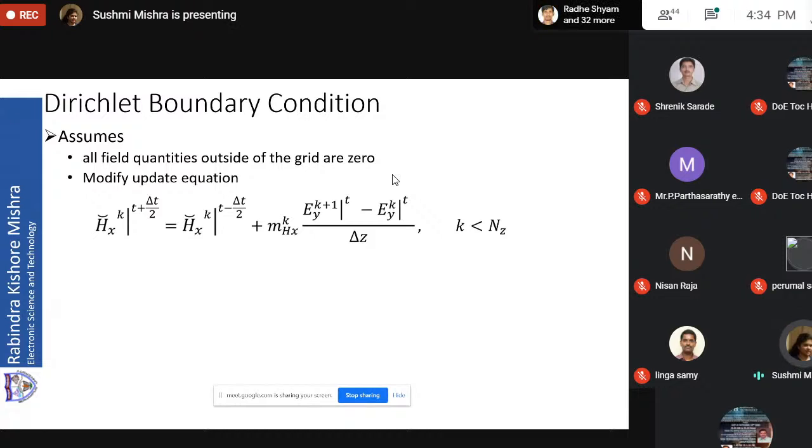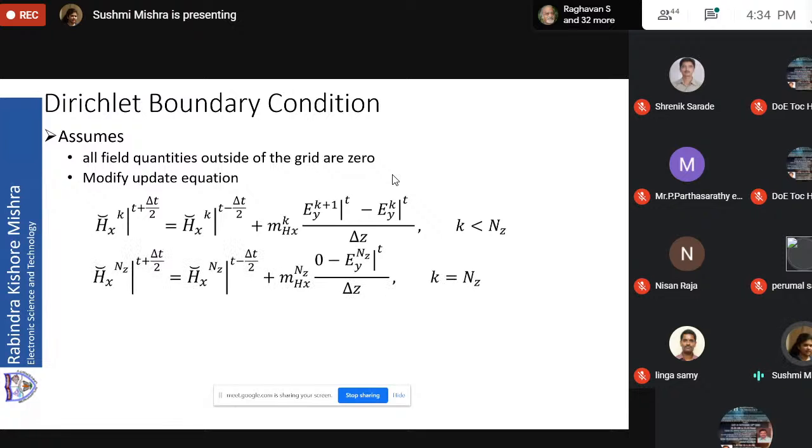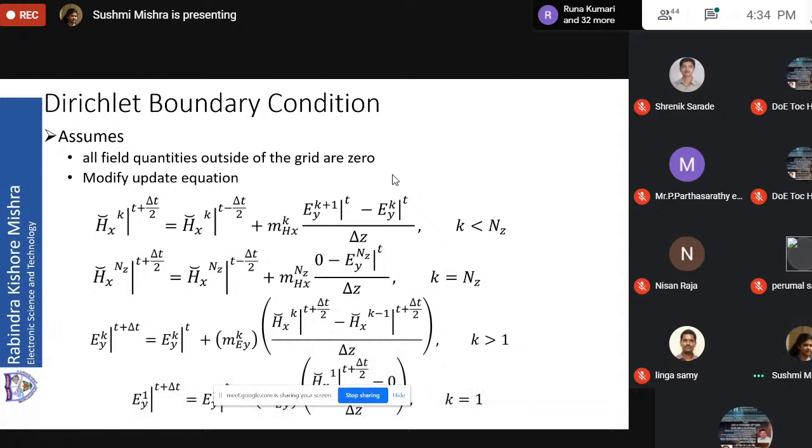The first one you can see why this is true. In the first one it is k less than ng, second one k equal to ng. So beyond ng everything is zero. We are making everything zero beyond ng. In the third and fourth, k is greater than 1, k is equal to 1. So beyond k equal to 1, everything is zero. So on both sides of the boundary, we are making sure that all fields are zero beyond the boundary. Within the domain only the field exists, and we are calculating the field within the domain.